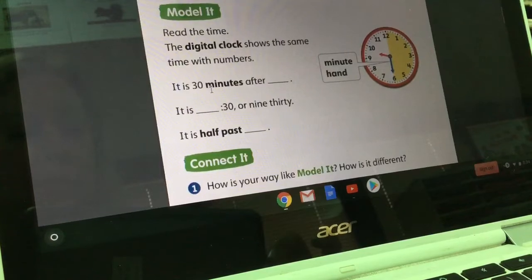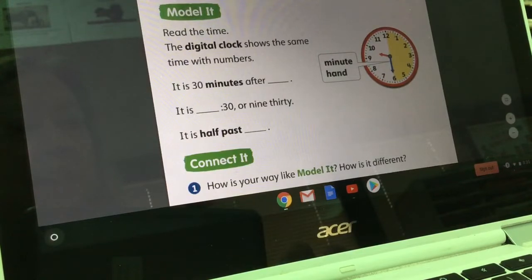Model it. Read the time. The digital clock shows the same time with numbers. Okay, so let's take a look at our clock here. It says minute hand, and it's pointing to our blue hand. We know that the longer blue hand is our minute hand. We know that the short red hand is our hour hand.